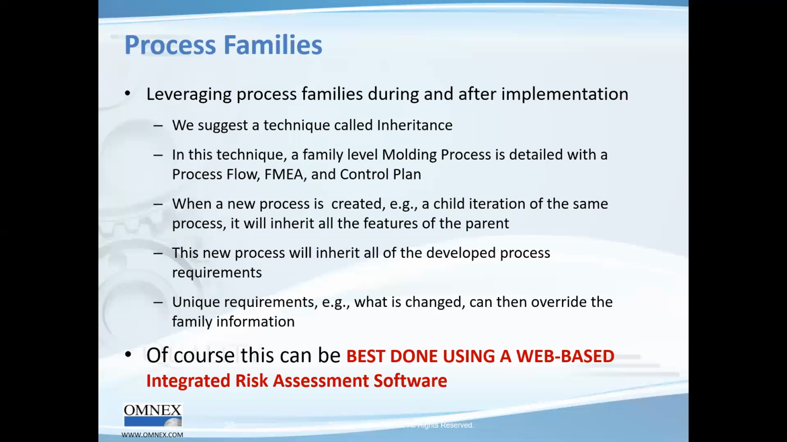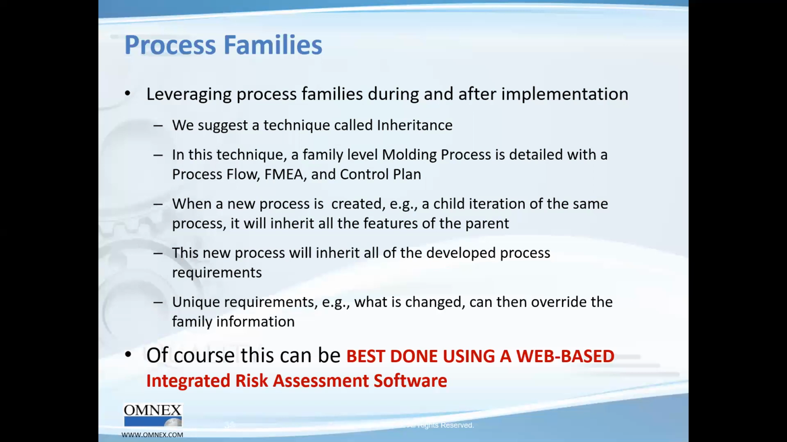By having a system that will allow the inheritance of the developed process requirements, you can make sure that regardless of what plant or what location, you're always going to be at the same family level. Unique requirements, that is, those things that have changed, can override the family requirement. Children never follow their parents to the exact, so we want to be able to allow that. But we want to be able also to go back to the parent level.